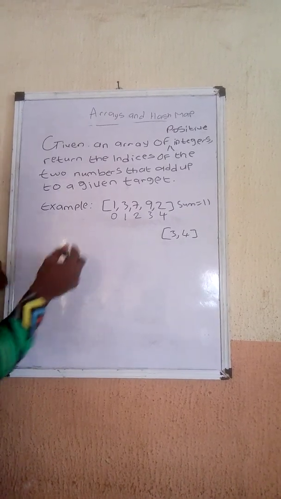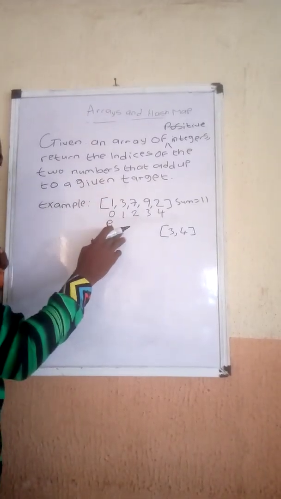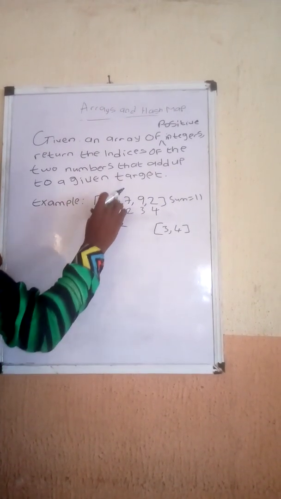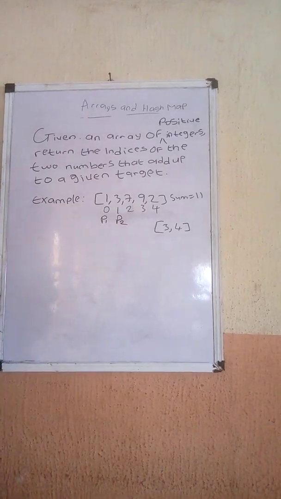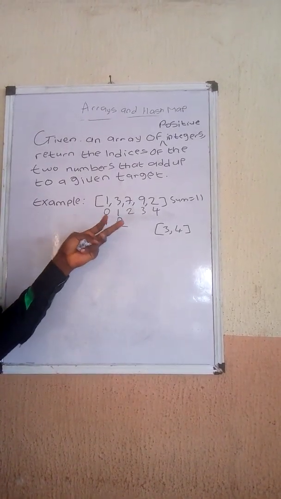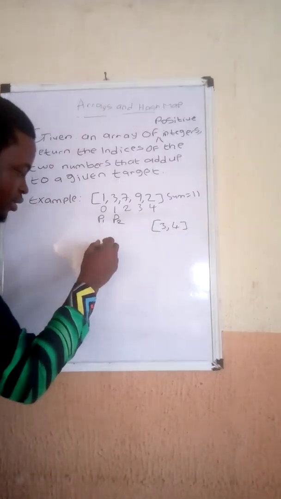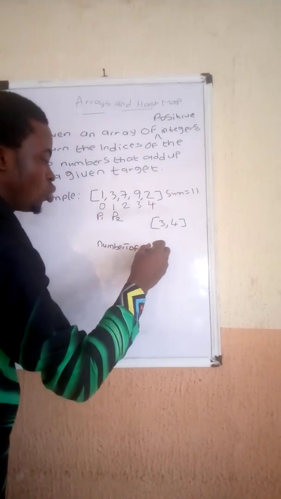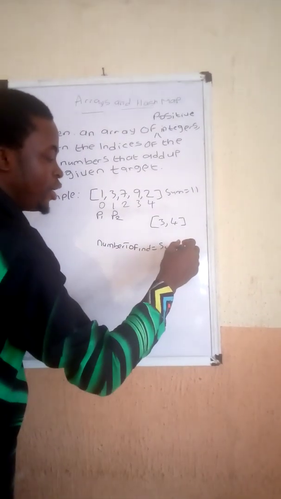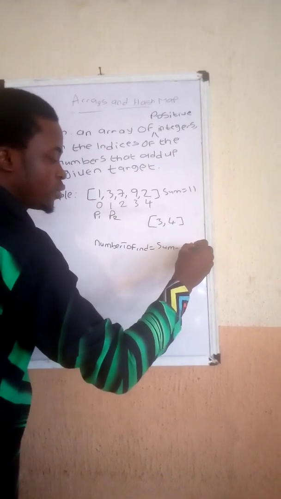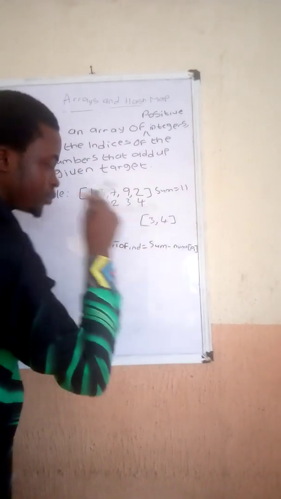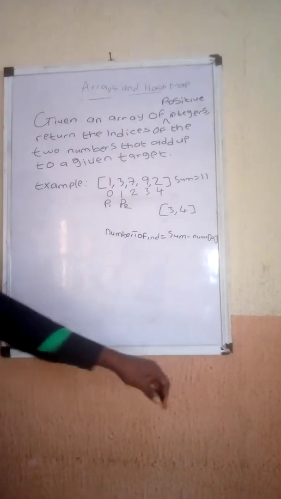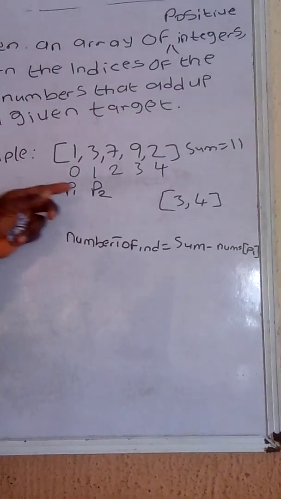In this case, you can set P1 to be at the start of the array, then P2 to be 1 ahead of P1, which means P2 is at the second position of the array. Again, we'll be calculating a number to find. Our number to find in this case will be our sum minus nums at P1. So we have sum, we also have nums at P1, and these pointers we have to be moving.